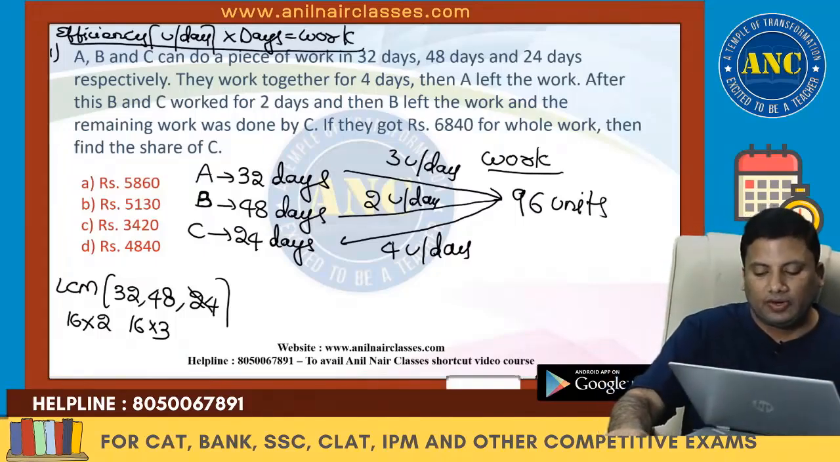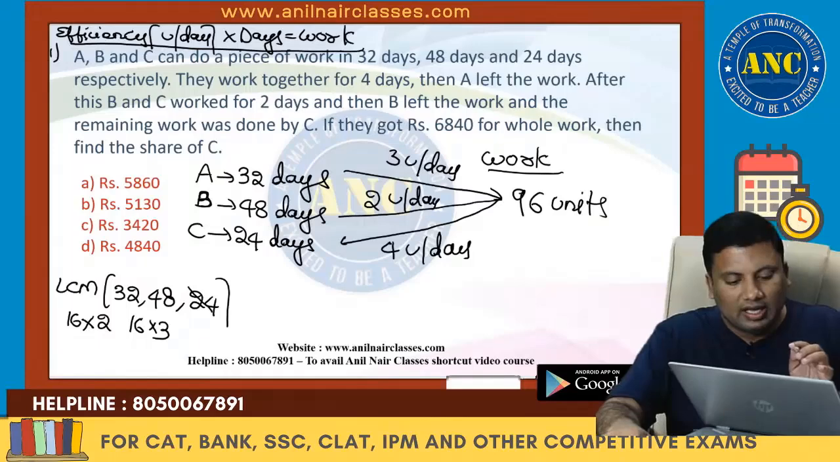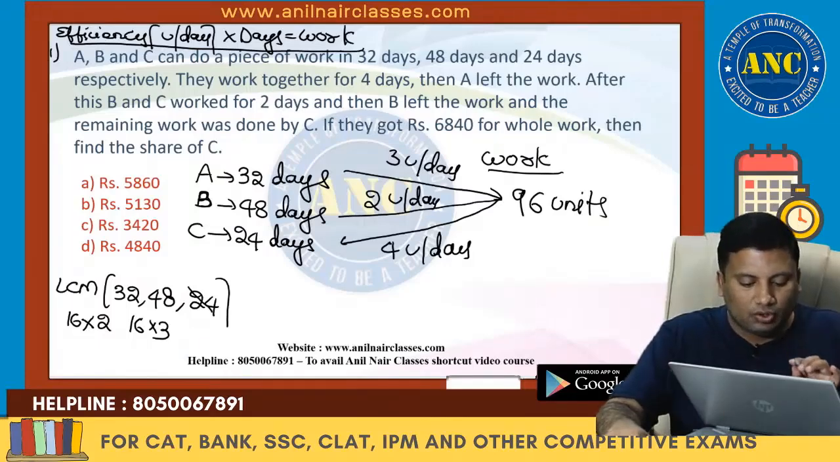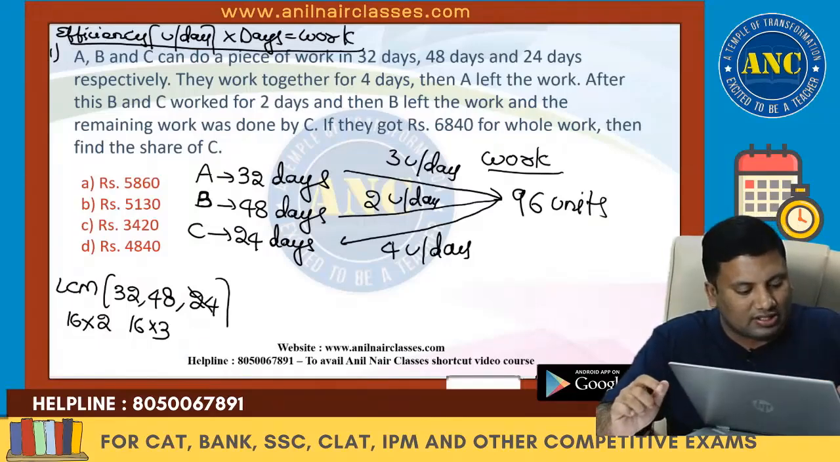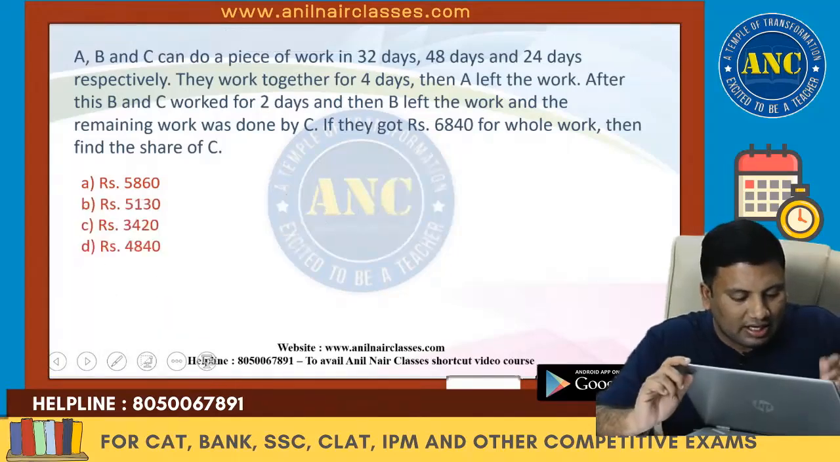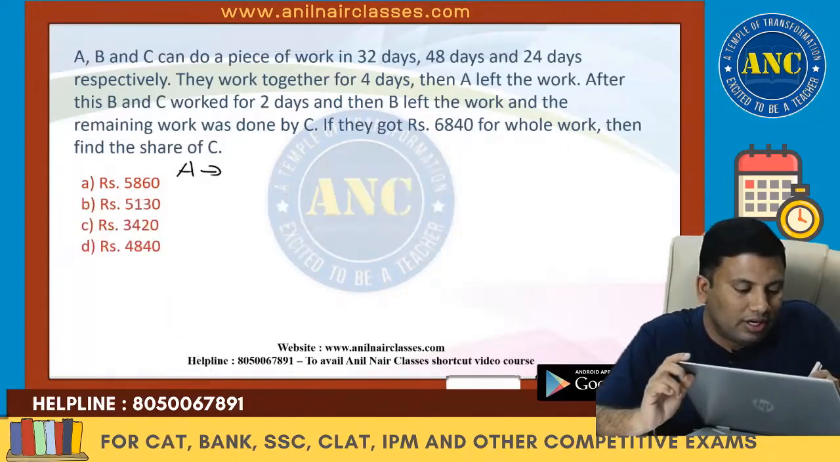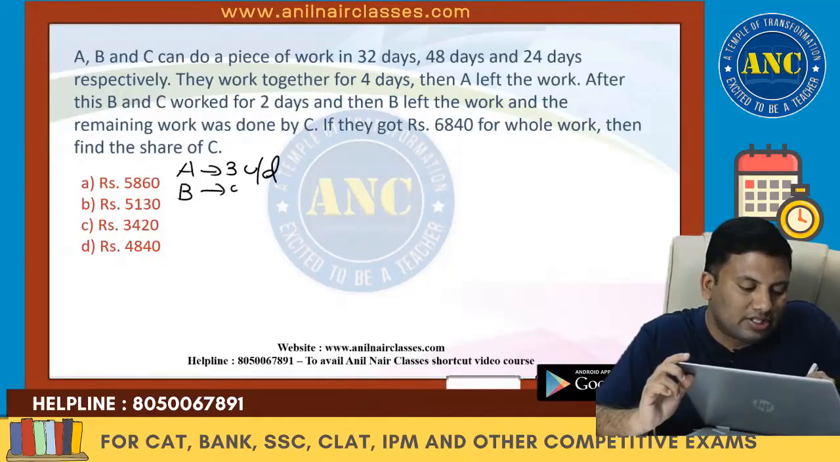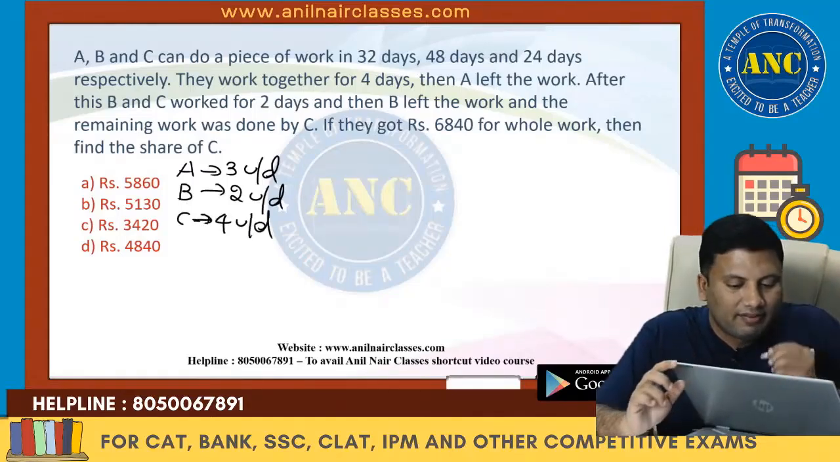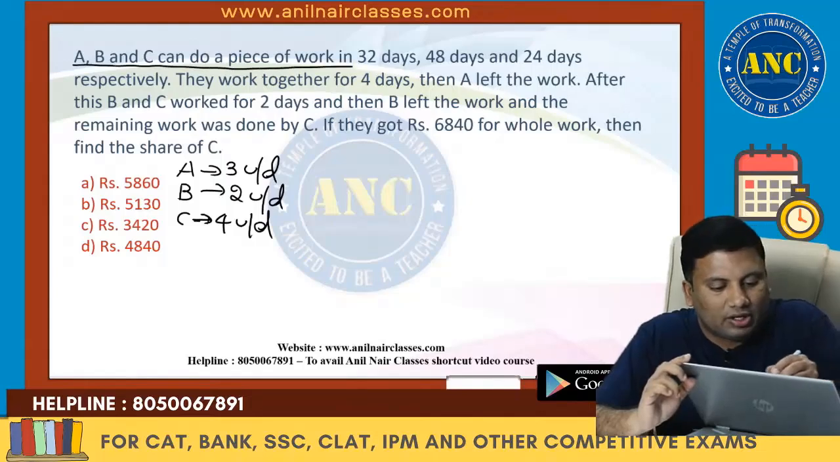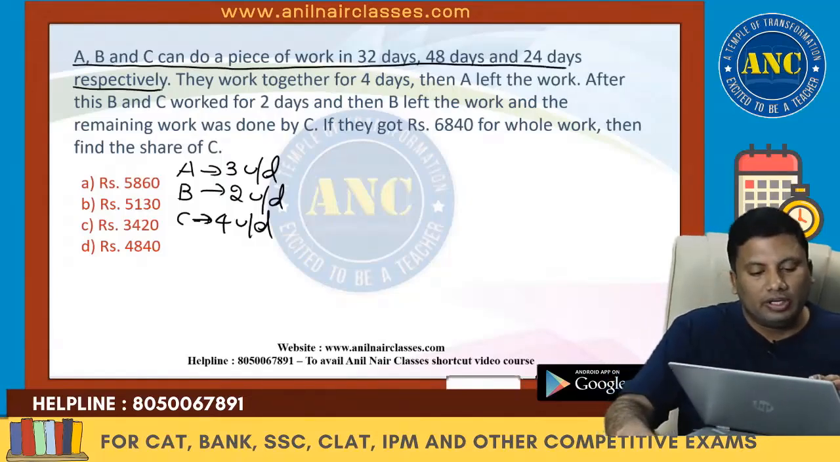32, 48, 24. So A does 3 units per day, B does 2 units per day, C does 4 units per day. Now we will write it here. A will do 3 units per day, B will do 2 units per day, and C will do 4 units per day. We have converted the first statement and found out units per day.